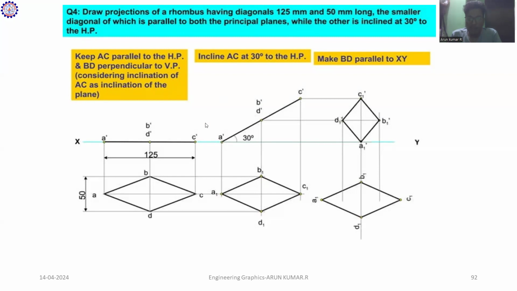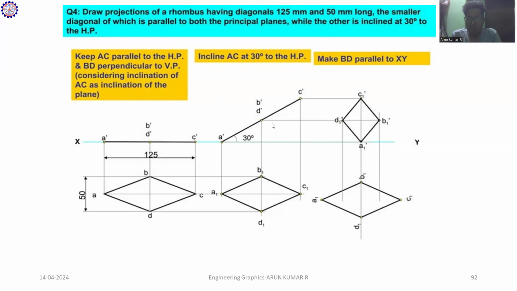In the previous step we measured the length of A dash and C dash. You take that length value and mark it along the 30 degree line you have drawn. That line is A dash and C dash. Then another point is B dash and D dash, which you mark along the line.